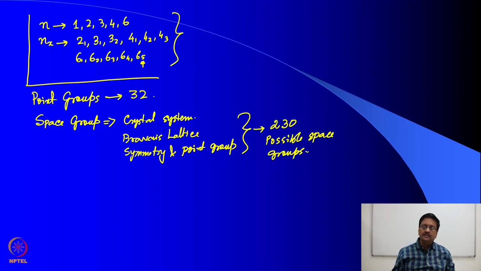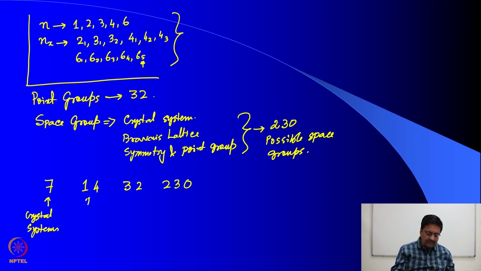In crystallography. So you see these numbers 7, 14, 32 and 230 are four very, very important numbers in X-ray crystallography. We have 7 crystal systems, 14 Bravais lattices, 32 point groups, and 230 space groups.